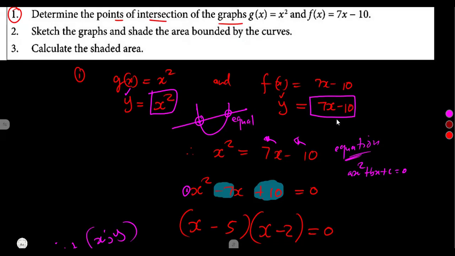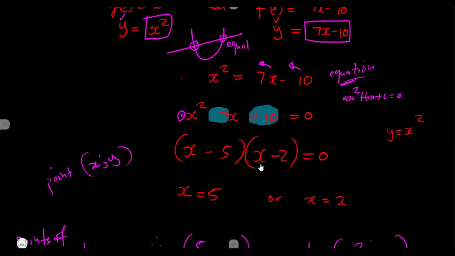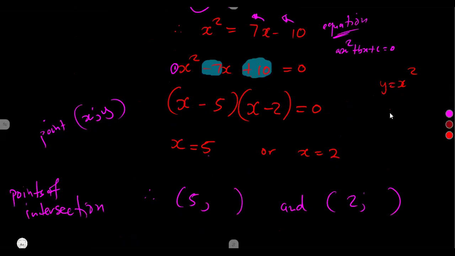So I can substitute in any one of these. Y is equal to x squared. When x is equal to 5, I can substitute there 5 squared, which is what? 25. So when x is 5, it means y there is going to be 25. The same thing, if our x is 2, we substitute a 2 here. So that's 2 squared, which is going to give us a 4. So these are the points of intersection.